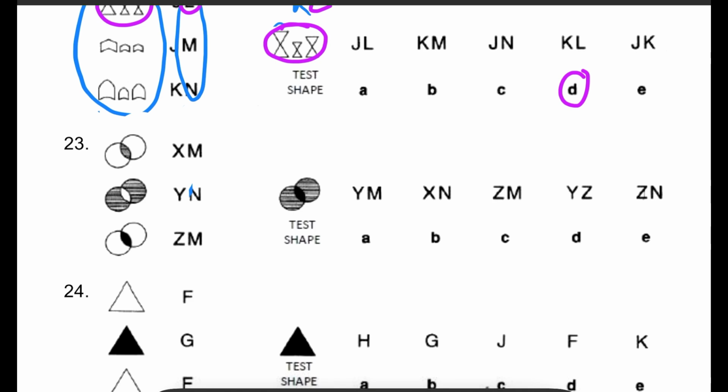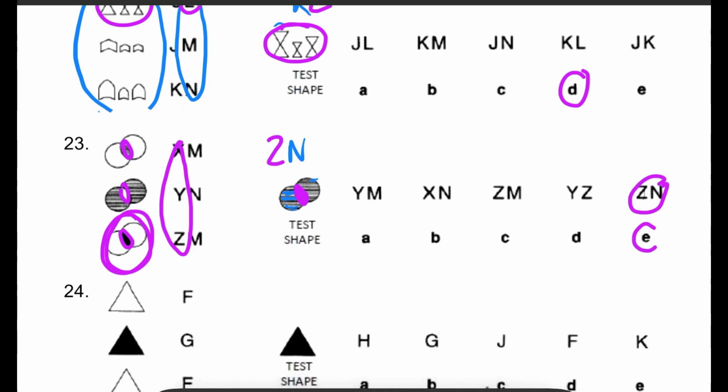Sorry, actually for this one, I've got that wrong. So these two both have an M as the second letter, and they both have these two circles as being white. Whereas in the test shape, they're shaded in, same as this one. So the second letter will be an N. And then all three of them have a different first letter. That's because the overlaid bit that's shaded in is a different colour in each of them. So in this one is black, and that matches this one. So the first letter here is a Z, ZN, so the answer is E.